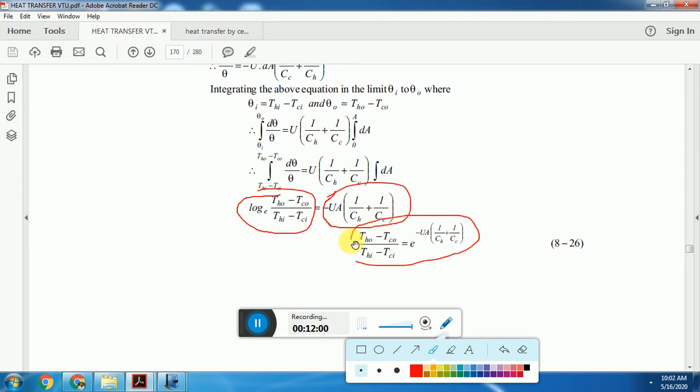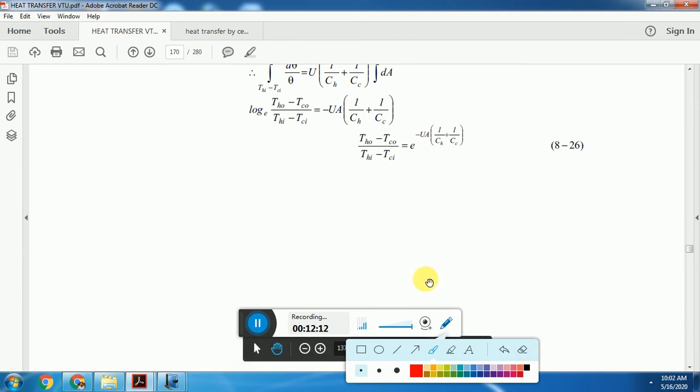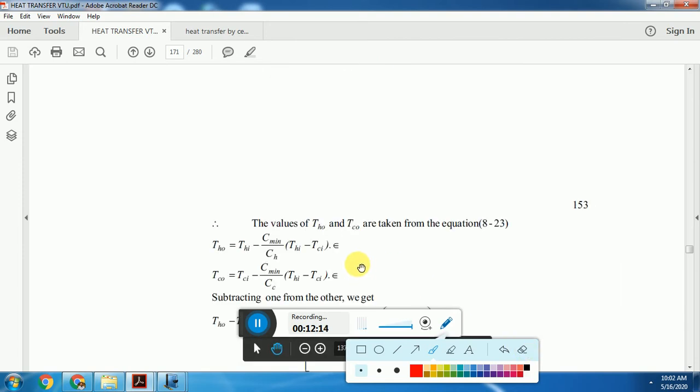This is algebra. Further, instead of taking log, I will take e raised to minus UA divided by, okay.